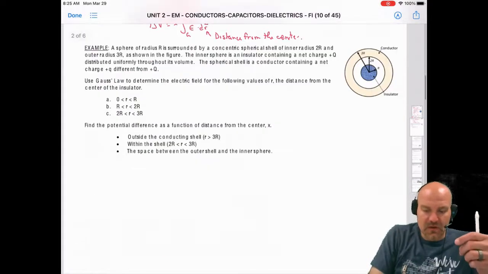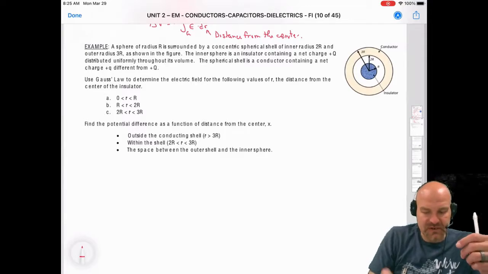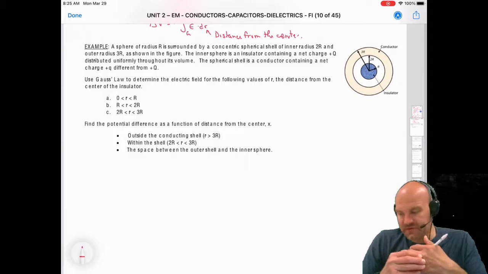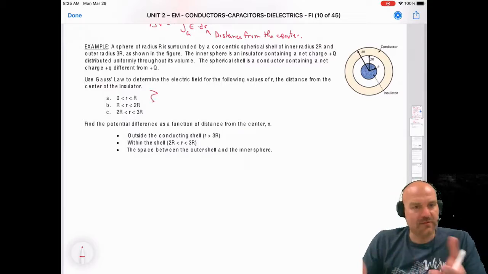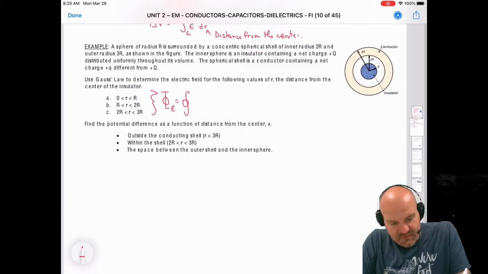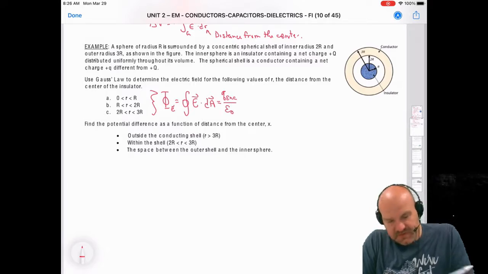So parts A, B, and C of this question would have been handled when we talked about electrostatics, when we did Gauss's law. This is a great time to review Gauss's law. Gauss's law says that the electric flux is equal to the surface integral of E dot dA, and that's going to equal the charge enclosed over epsilon naught.